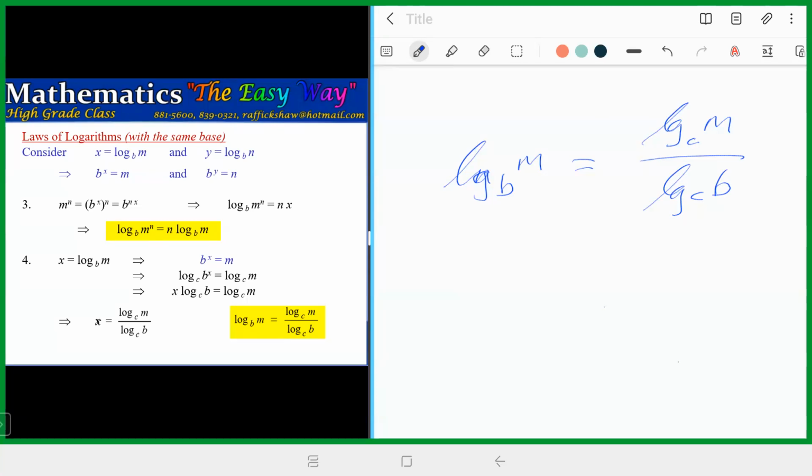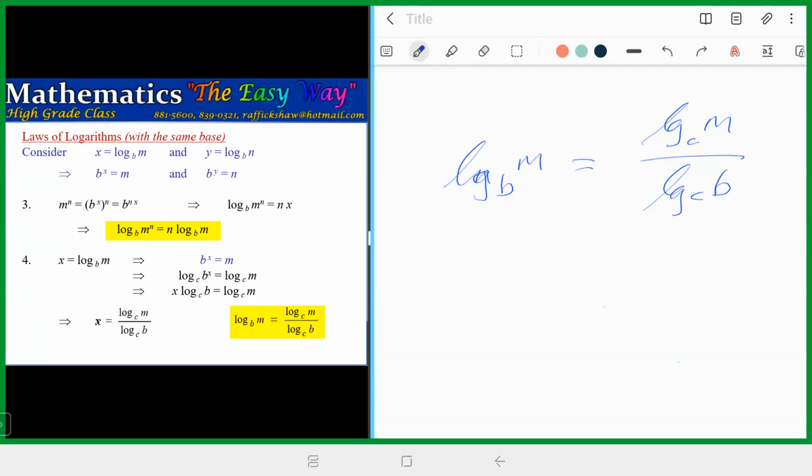So the log of this over the log of this to the new base. Look at it: the log of the number over the log of the base, to a new base. Change of base law. Any new base you can give it.